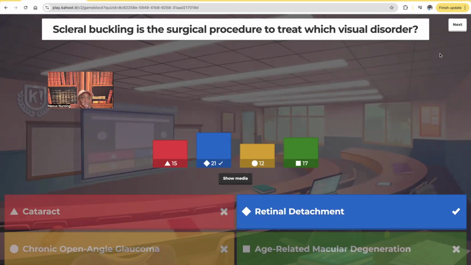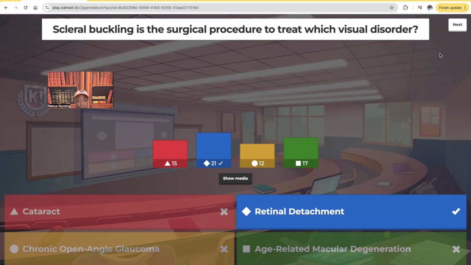Anyway, it's a retinal detachment. For cataract, it would be removal of that opacity, that lens, right? For chronic open angle glaucoma, that would be a procedure called ALT. I don't remember what the ALT stands for. I know the L stands for laser because it's a laser that's used. ALT. I want to say argon laser therapy, but I might be wrong. Definitely a laser is used. You got to know that for chronic open angle glaucoma.